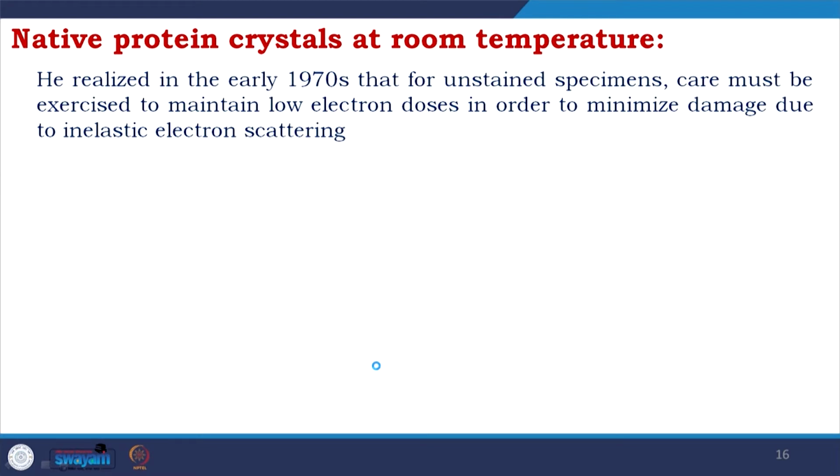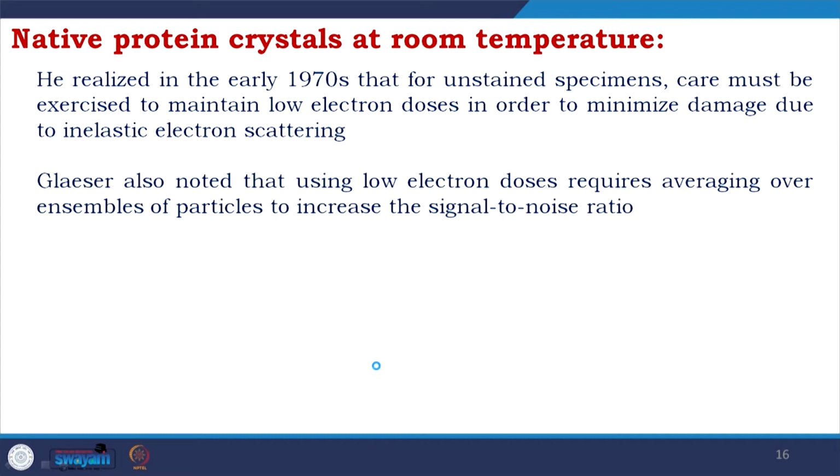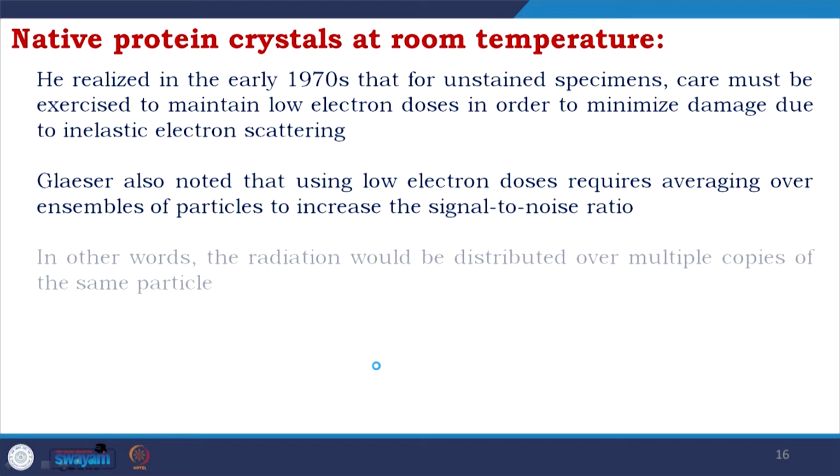He realized in the early 1970s that for unstained specimens, care must be exercised to maintain low electron doses in order to minimize damage due to inelastic electron scattering. Glaeser also noted that using low electron doses requires averaging over ensembles of particles to increase the signal to noise ratio. In other words, the radiation would be distributed over multiple copies of the same particle, and that would be good.